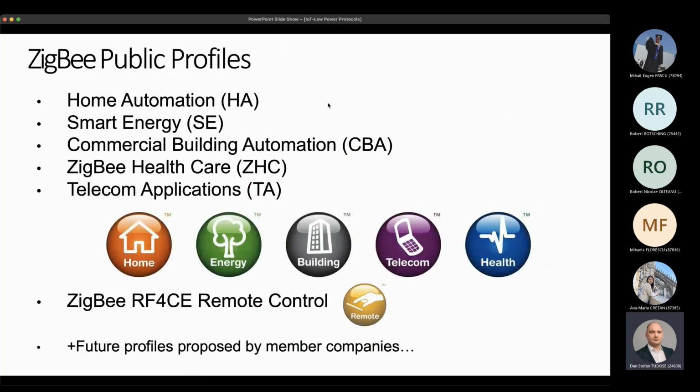Now, as I told you, it's very targeted towards applications, so much that it has public profiles, something that enables you to actually tailor your ZigBee network towards a specific type of application. So these are the, let's say, 6 public profiles that are included in the ZigBee specification: home automation, smart energy, commercial building automation, healthcare, telecom, and remote control. There are, of course, other profiles proposed by member companies, and they can be included within the standard, depending on the application type.